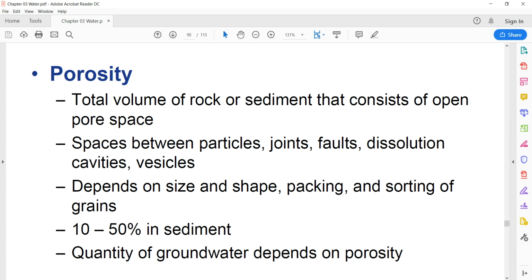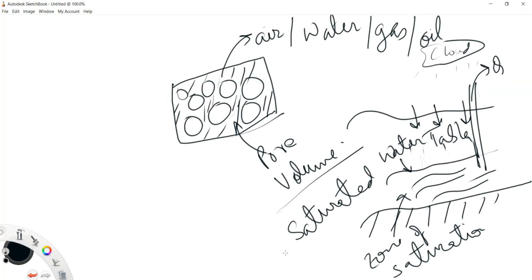Porosity. Porosity is an important term. I want you guys to definitely remember this term. Porosity.